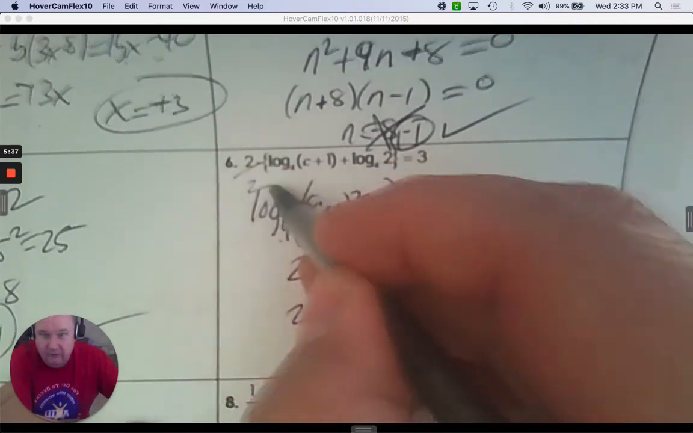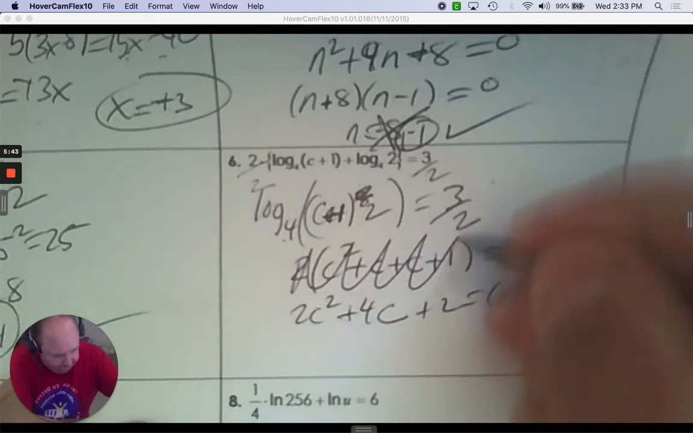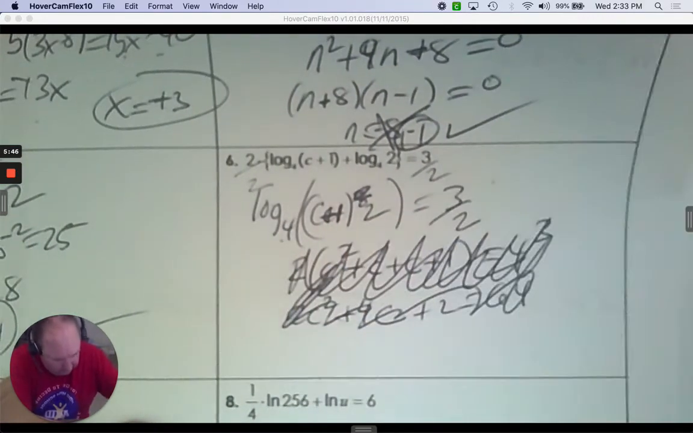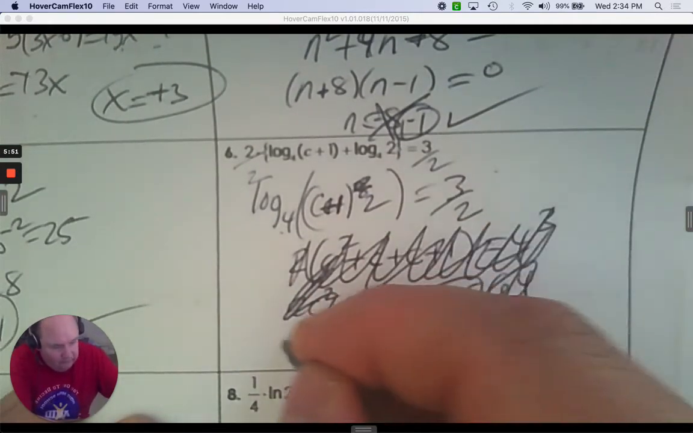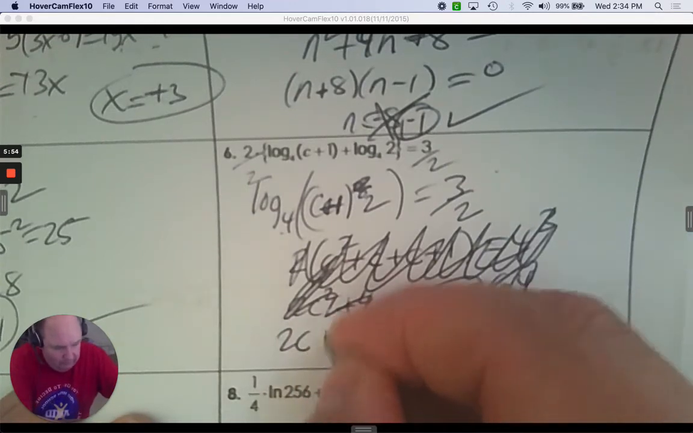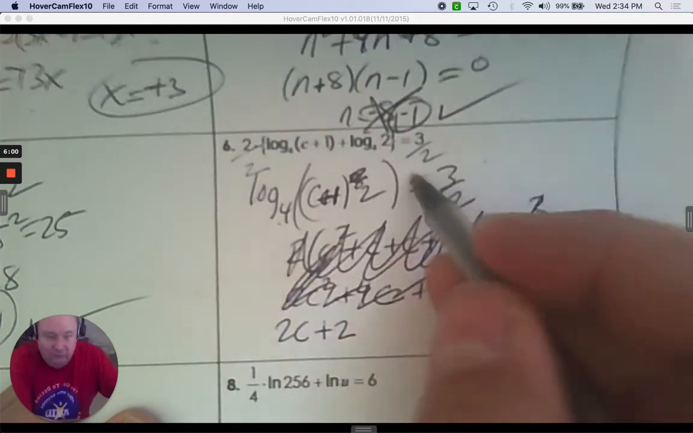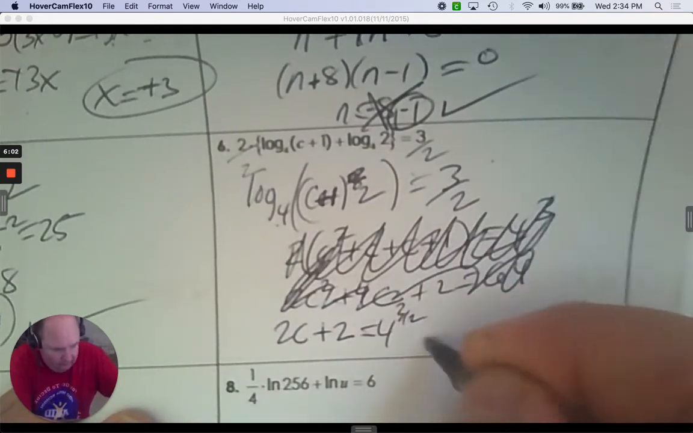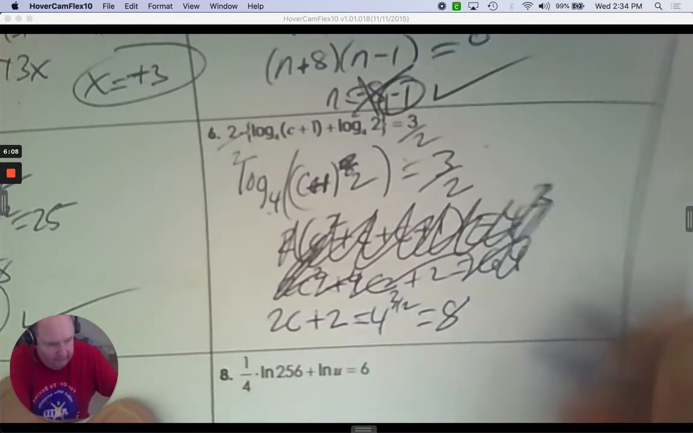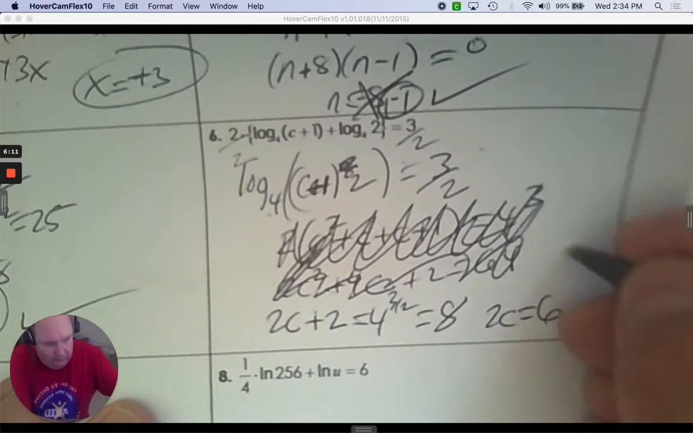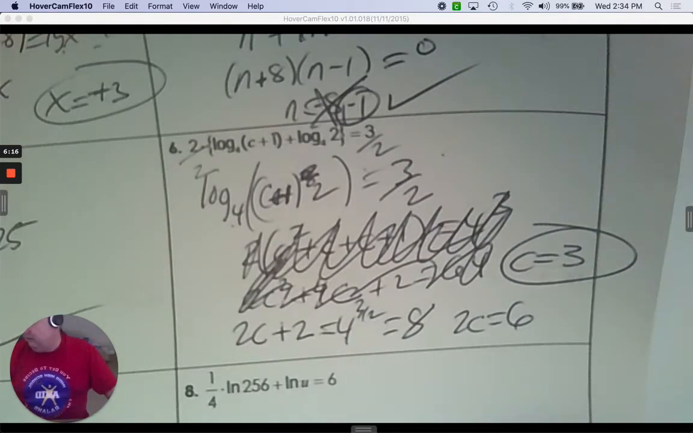So when you divide, the first thing you should have done was divide by 2. So this isn't squared. So we have 3 over 2. So what you have is 2c plus 2, because you multiply them together. And then it's 4 to the exponent 3/2. Now that's the square root of 4, which is 2, and 2 cubed, which is 8. So then subtract 2. I can do this. Divide by 2, and you get the answer. So make a mistake, look at the answer key, see what you did wrong.